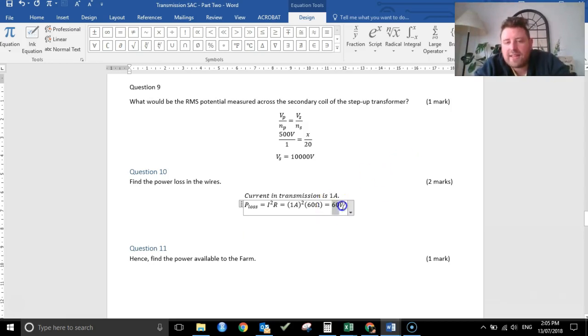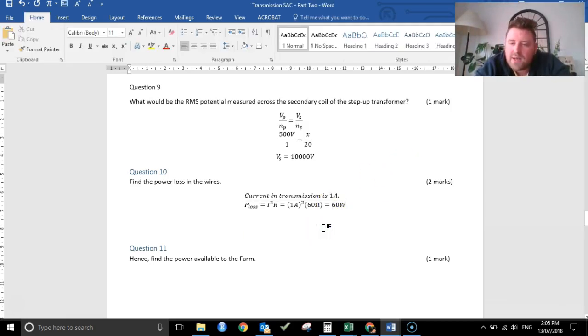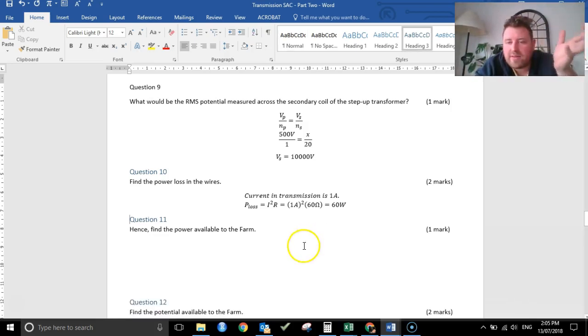Okay, and notice that that's a small number, and that's what we're hoping for. You should always check that what you get here is small compared to the total amount of energy being produced. So if we've got 60 watts out of 10,000 watts being lost, then we're doing pretty well. And that's the whole point of having this transformer system. So we're looking good. All right.